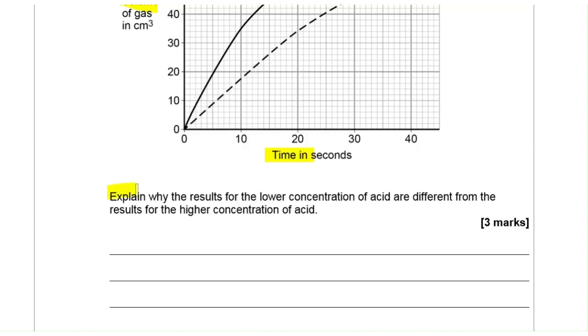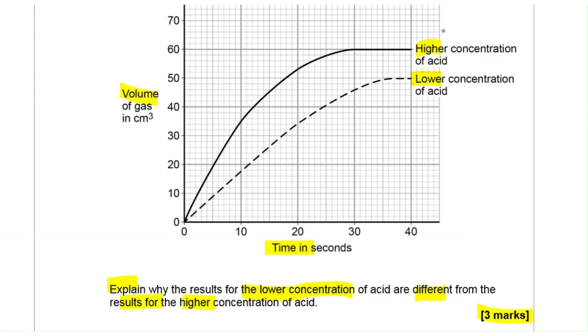Explain why the results for the lower concentration of acid are different from the results for the higher concentration of acid, and this is for 3 marks. Let's make some notes on the graph. Here's the higher concentration. We'll use that as our starting point. The first part of the graph here is much steeper. And that means that if it's steeper, the reaction is going faster.